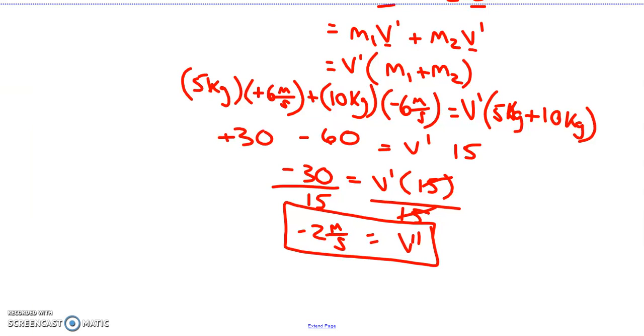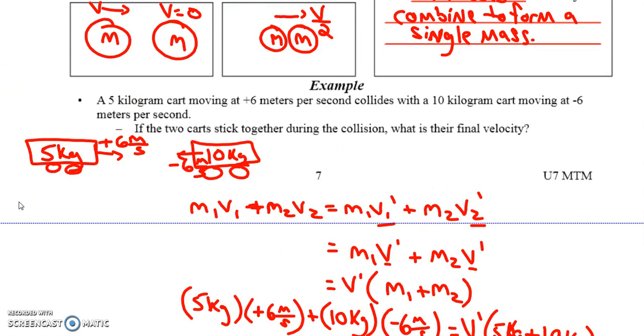And this does make conceptual sense if you go back up to the original scenario. The cart that was moving to the left had more mass, and they're going the same speed in opposite directions, so it has more momentum. So when they collide and stick, they're going to be moving together to the left.